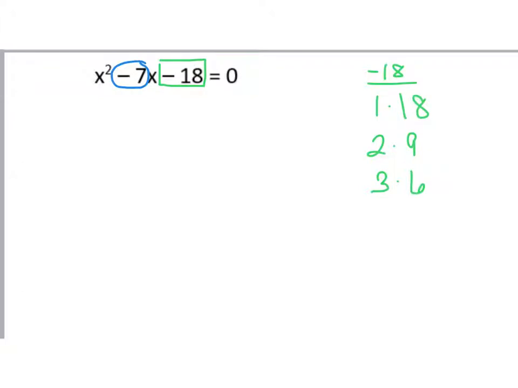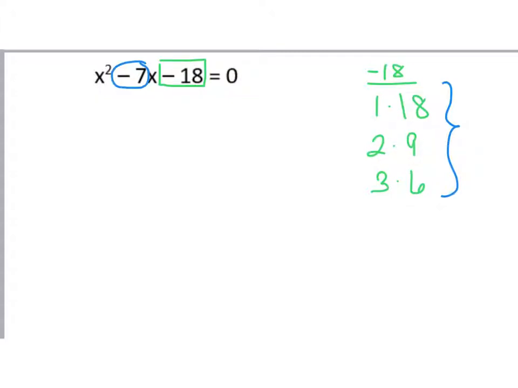Now, since I want them to add to negative 7, and I know one of them is going to be a minus, really I'm going to be subtracting to get a negative 7. So when I look at each one, I want to ask, could I get a 7 when I subtract them? Well, 1 and 18 is going to give me 17. But 2 and 9, that can give me a 7 when I subtract.